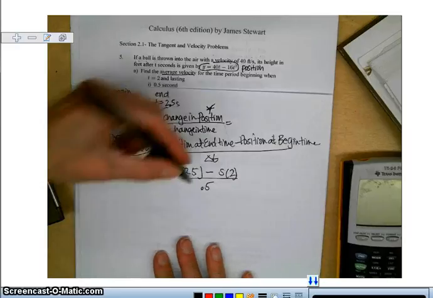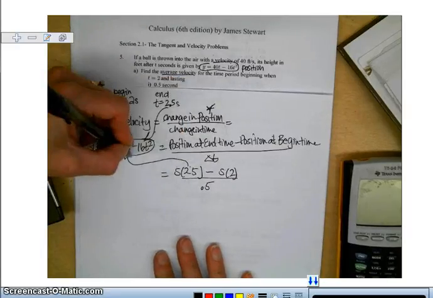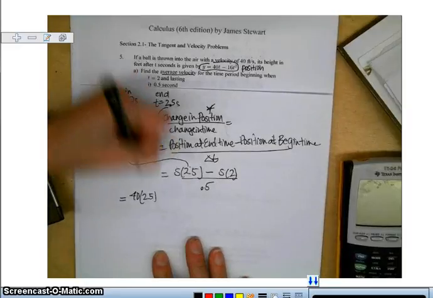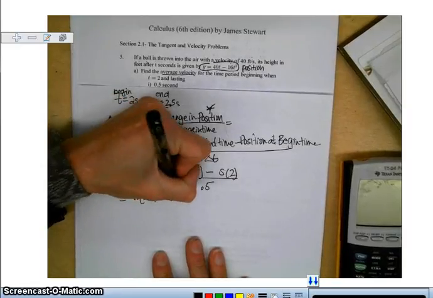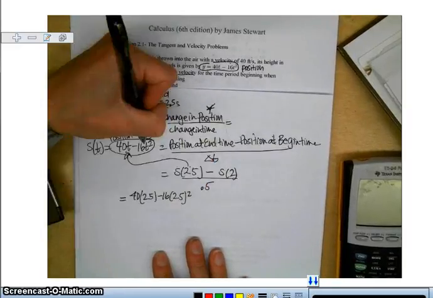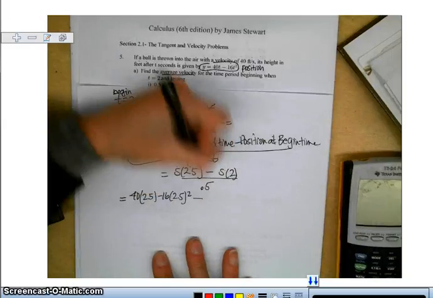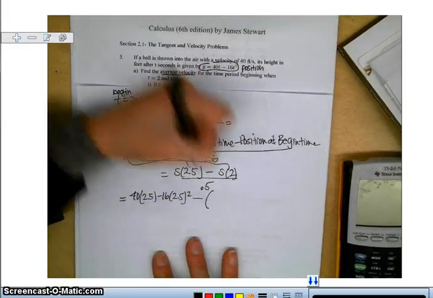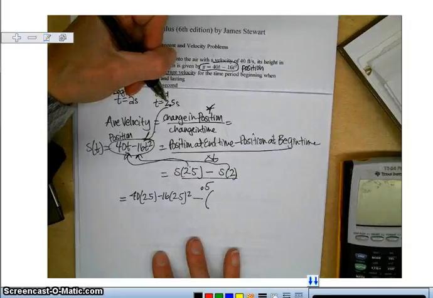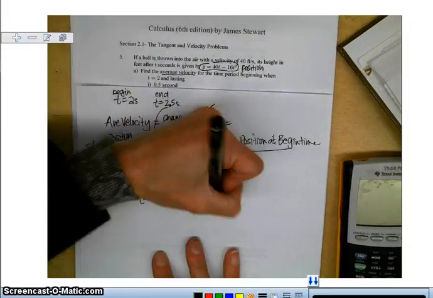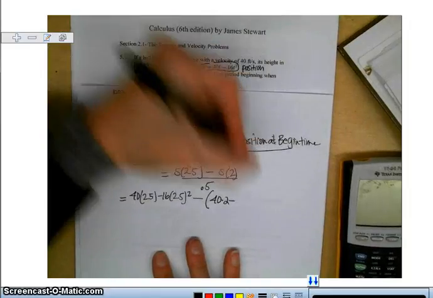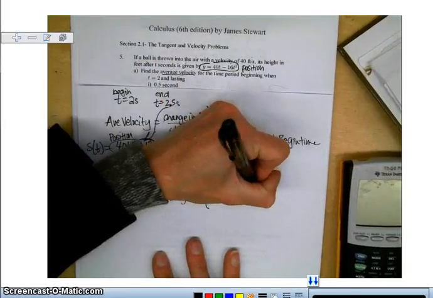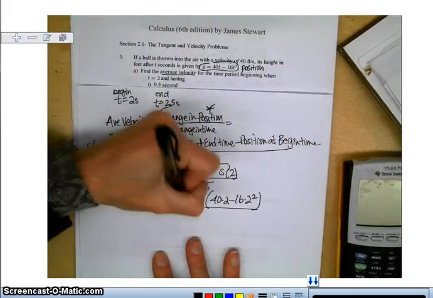So how do I find s of 2.5? I just plug 2.5 in there. So I'll have 40 times 2.5 minus 16 times 2.5 squared. From that, I'm going to subtract what I get when I put 2 into that function. Notice I put the parentheses. I'm subtracting the whole thing. So 40 times 2 minus 16 times 2 squared, all over 0.5.